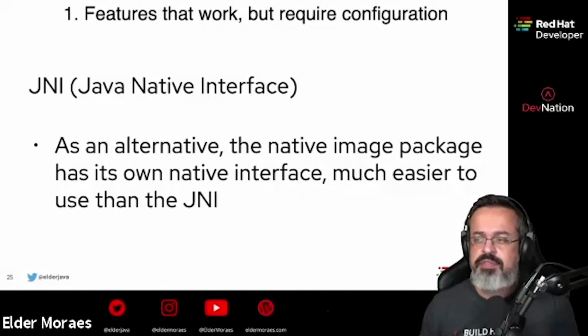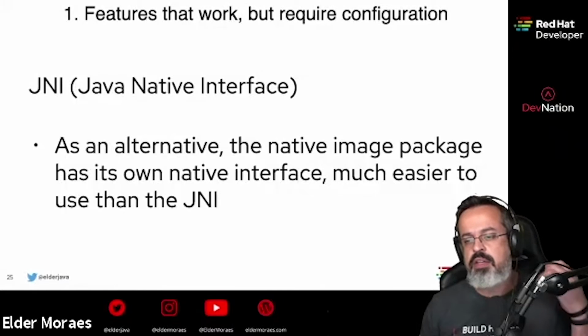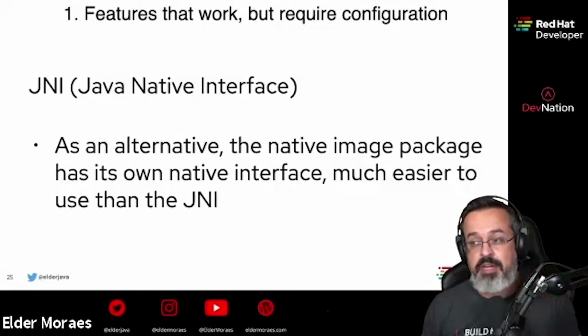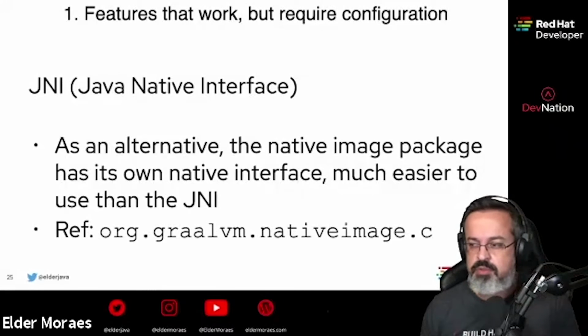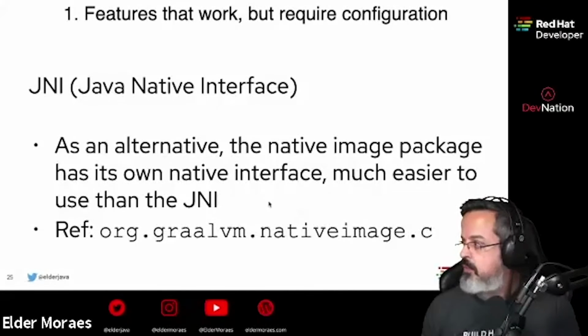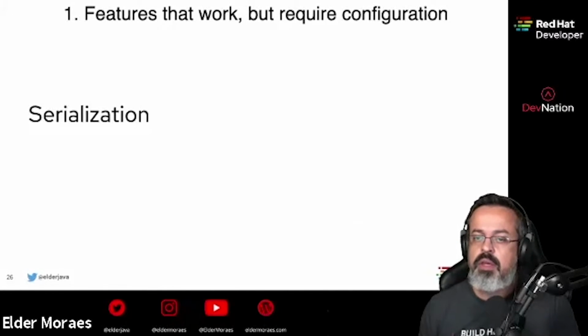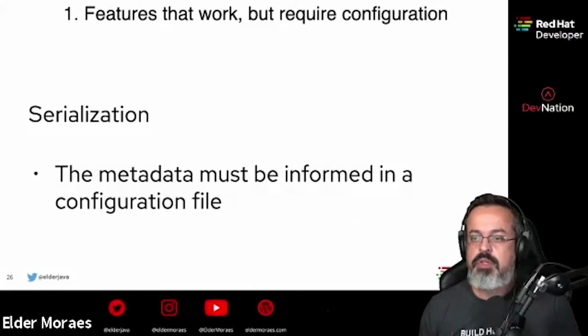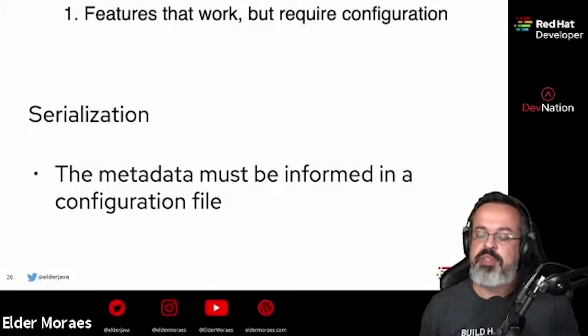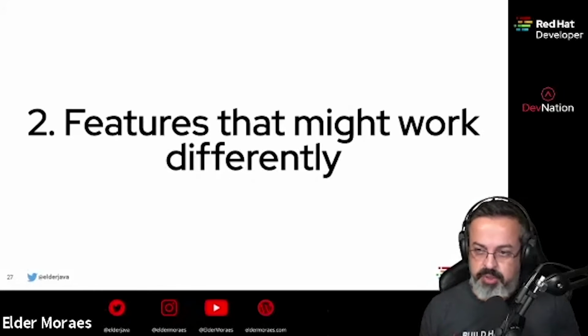As an alternative, you can use an API that is available on the native image package that's much easier to use than the JNI. Okay, so if you would like to check it, just go to this package down here. Serialization. So the metadata, sorry, must be informed in a configuration file as well.